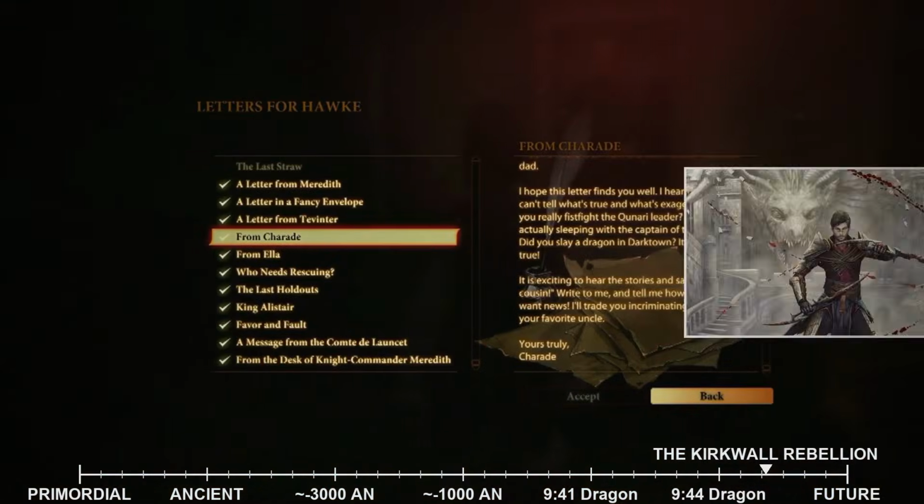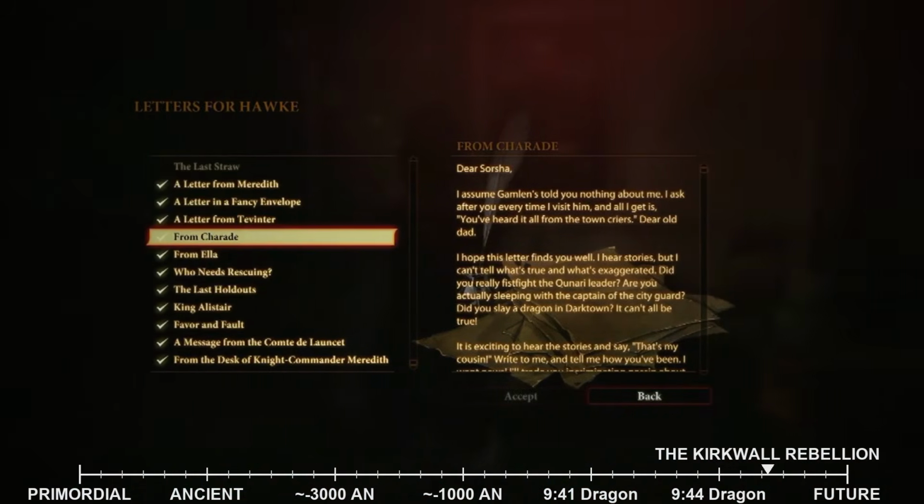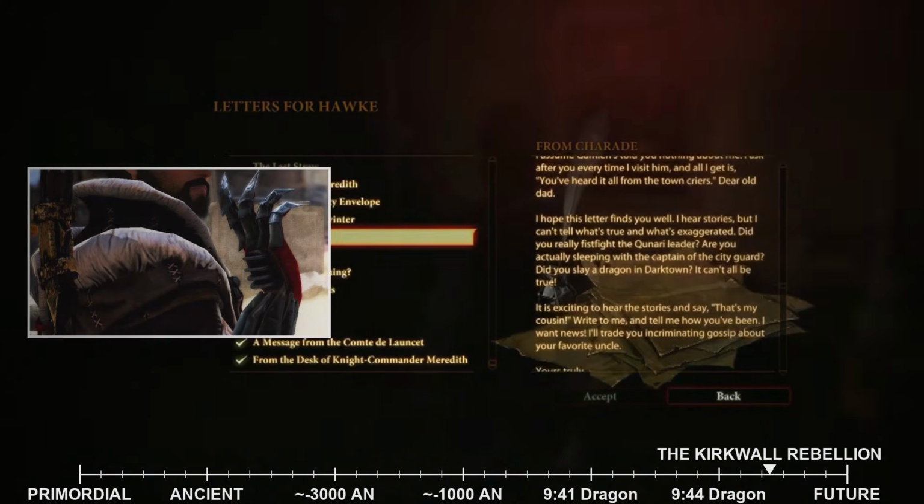The legacy of their championship would be defined not by their victory over the Qunari, but by their actions in this final, cataclysmic conflict, a conflict that would tear Kirkwall and indeed Thedas apart.